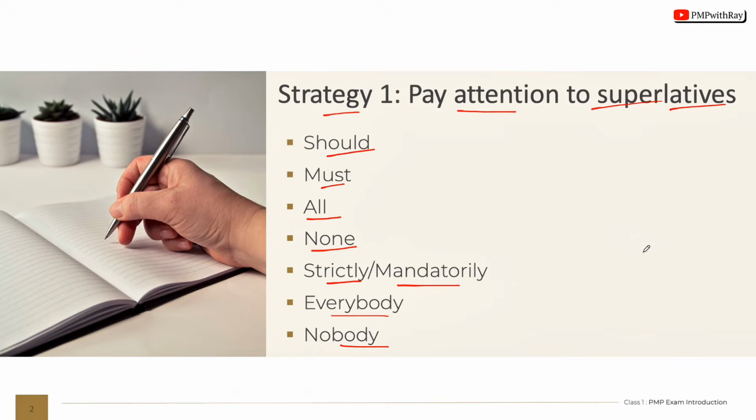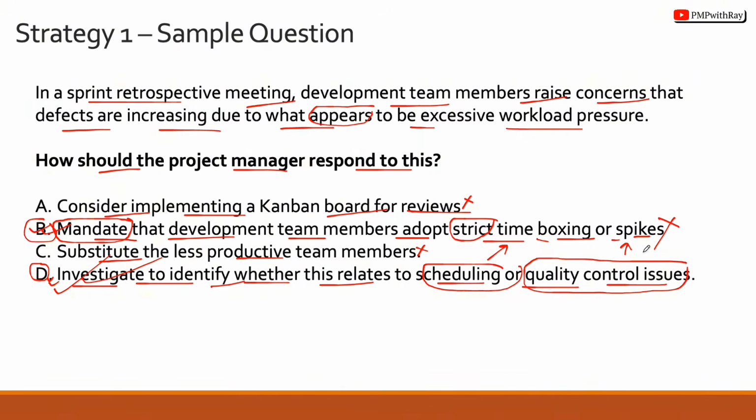However, going by this strategy that we have learned, you can easily point towards answer option B and find that those two strong superlatives, mandate and strict, are red flags, and that makes answer option B an incorrect answer choice. And even if you were stuck between B and D, now you can say exactly that answer option D is the correct answer choice to this question, and that's how you use this strategy to eliminate and come to the right answer choice between two very close answer choices.